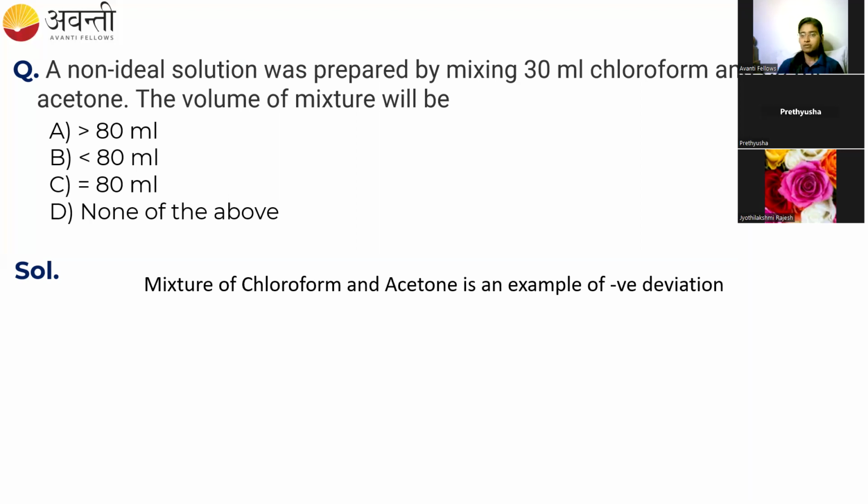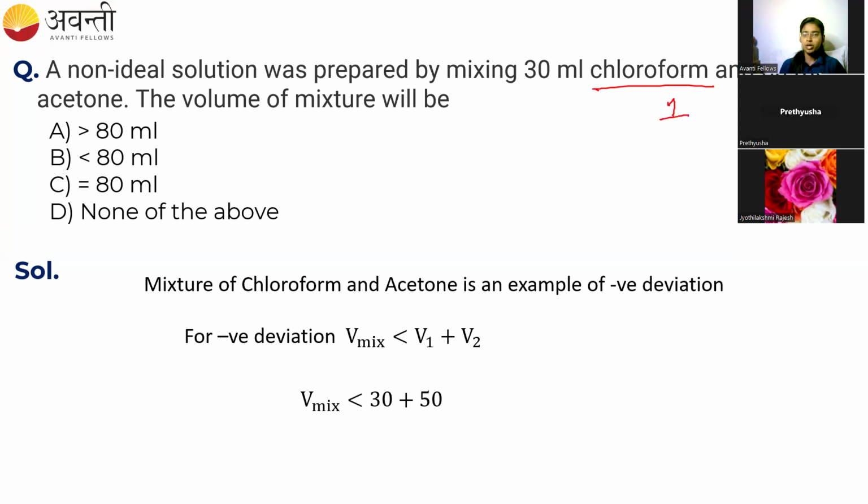Okay. In case of negative deviation, the volume will be less. The final volume of the mixture will be less than the initial volume. Okay. So, V mix is less than 30 plus 50. So the V1 is nothing but the volume of chloroform. This is component number 1 and acetone is component number 2. So the volume of component number 1 is 30 ml and the volume of acetone is 50 ml.